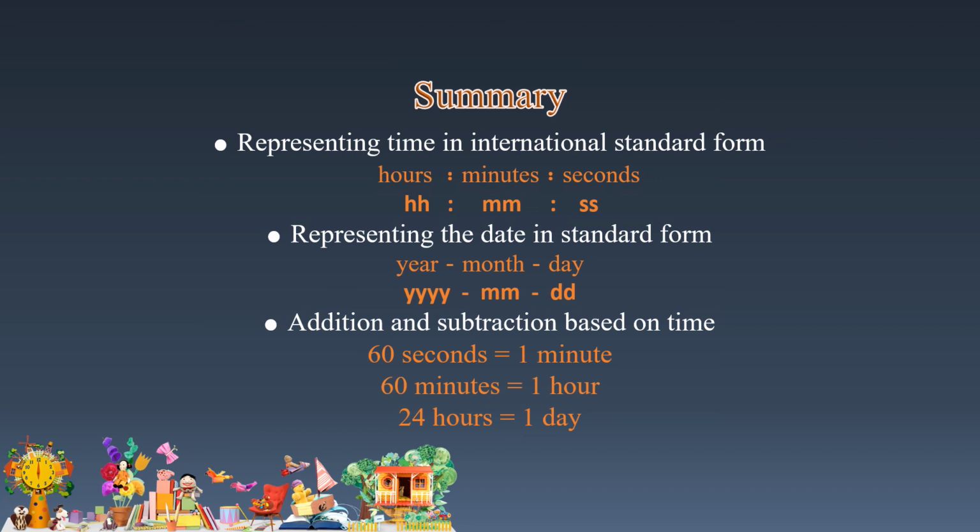Then representing the date in standard form is learned. So there you have to mention year dash month dash day. So year should be written in 4 digits, month should be written in 2 digits, day should be written in 2 digits. Then we have discussed about addition and subtraction based on time. There we have learned that 60 seconds means 1 minute, 60 minutes means 1 hour, and 24 hours are 1 day. Finally, we have discussed about the elapsed time.